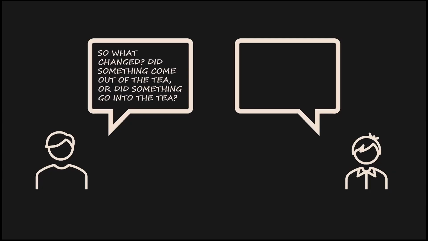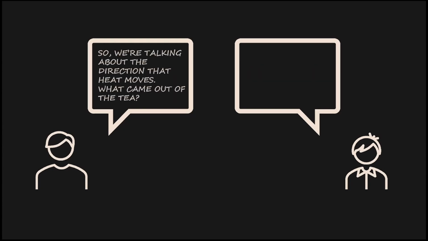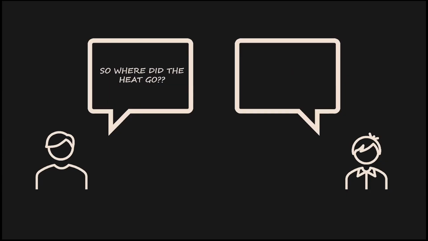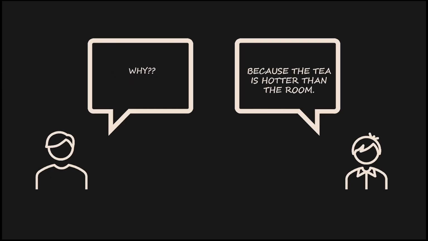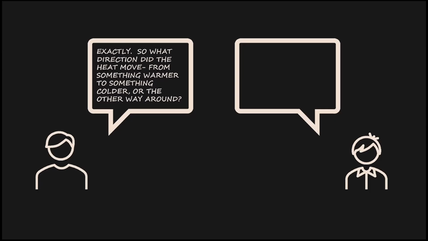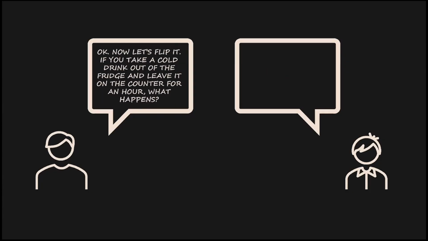All right, so what changed? Did something come out of the tea, or did something go into the tea? Something came out of the tea. So we're talking about the direction that heat moves. And so what came out of the tea? The heat. All right, so where did the heat go? Into the room. Why? Because the tea is hotter than the room. Exactly. Okay, so what direction did the heat move? From something warmer to something colder, or the other way around? From hot to cold. Good, okay.